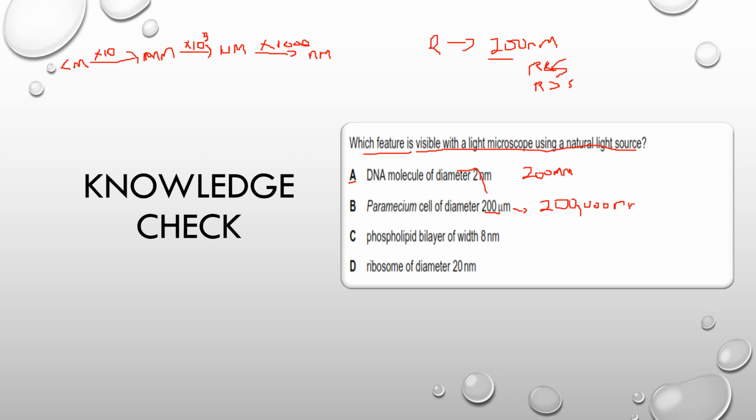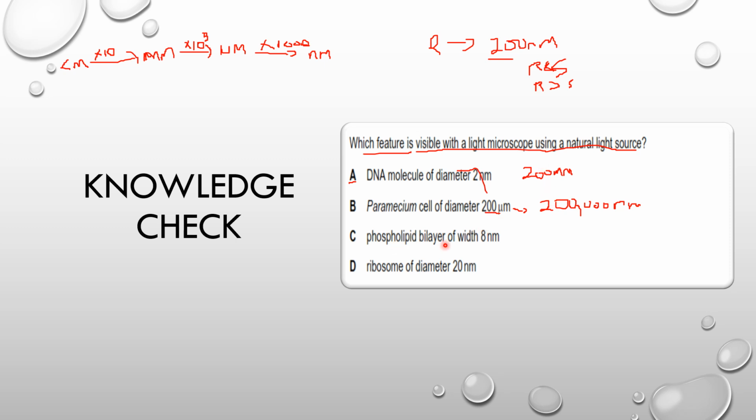So watch this. Remember, if the resolution is greater than the size, it cannot be seen. If the resolution is less than the size of the structure, it can be seen. The parametric cell diameter is 200 micrometers, which is the same as 200,000 nanometers. 200,000 nanometers is bigger than the 200 nanometer resolution, so you can see it. There can be interference with the light waves here.